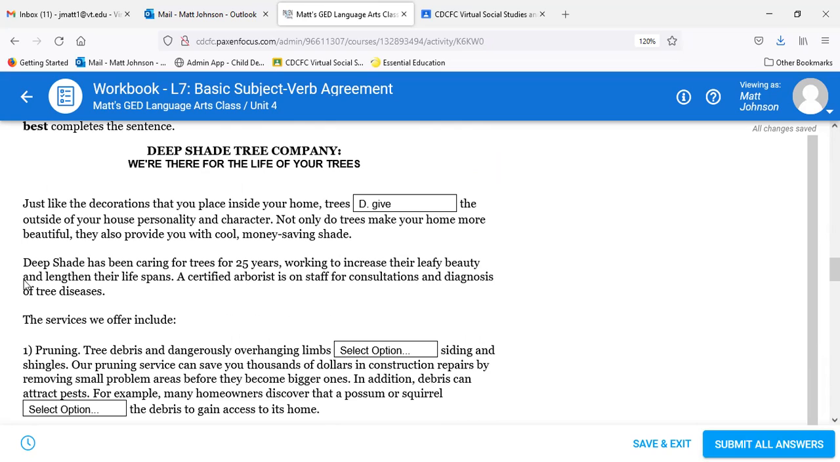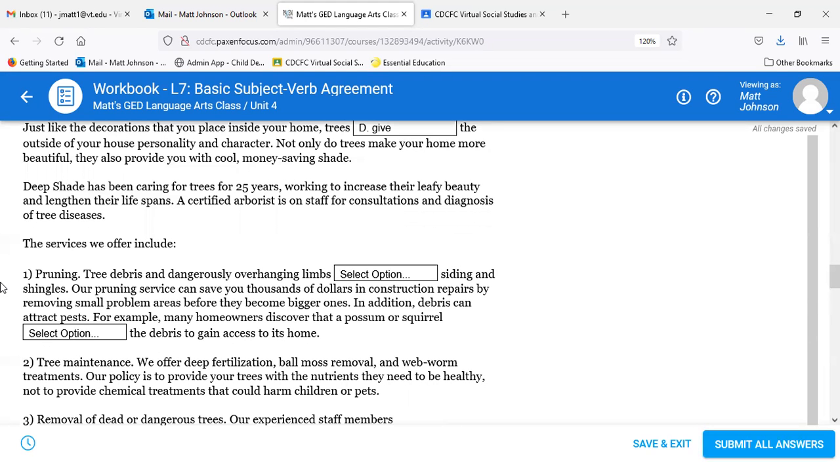Deep Shade has been caring for trees for 25 years, working to increase their leafy beauty and lengthen their lifespans. A certified arborist is on staff for consultations and diagnosis of tree diseases. The services we offer include pruning, tree debris and dangerously overhanging limbs, blank siding and shingles.